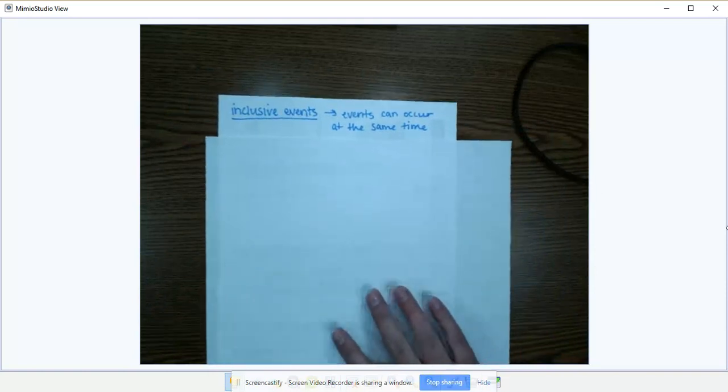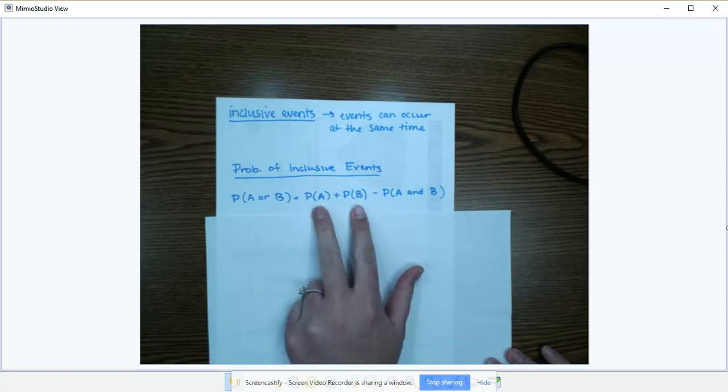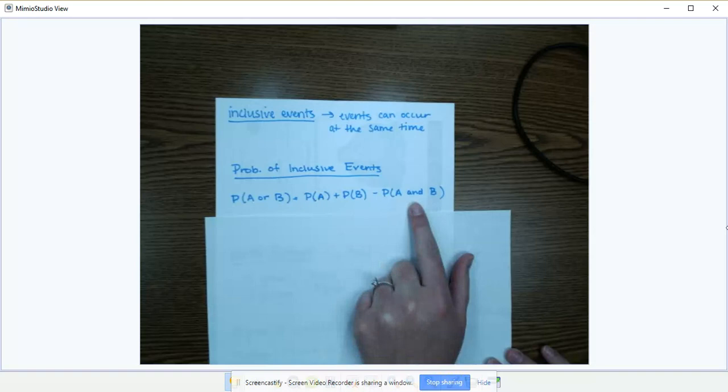The other type of probability we're going to talk about is inclusive events. This means that we can share an outcome. The events can occur at the same time. So we still have probability of A or B. We split it up, probability of A plus probability of B, but then we have to subtract the probability of A and B occurring at the same time.